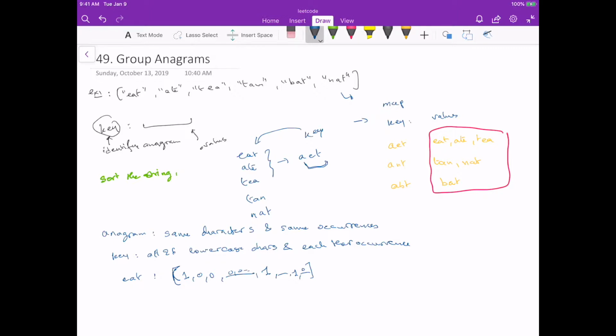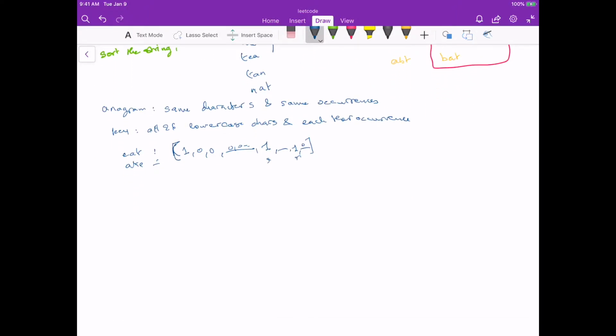Right? And so this is the idea. And ate will have the same representation because it contains 1 A, 0 B's, 0 C's, and then 1 T, and 1 E, and same thing with tea. And for tan, bat, and nat, we'll do the same thing. We'll have the representation of an array of all 26 lowercase characters, and then we will put the number of occurrences of each character at its index position. And so that's another way to have the key. And at the end, our map will look something like this.